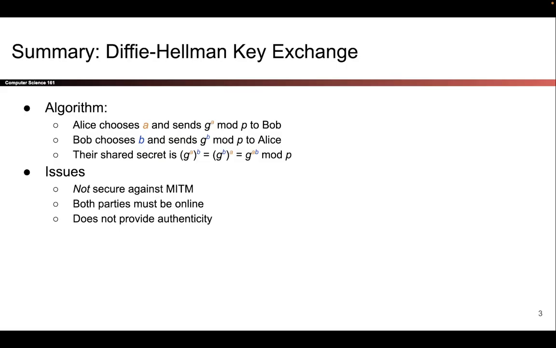However, there are some issues. We said it is not secure against a man in the middle, it does not provide authenticity, and both of these points were shown when we showed the attack where Mallory was able to get Alice and Bob to derive different keys, and in particular, different keys that Mallory knew. And the other issue is that both parties have to be online at the same time. So that's a quick reminder of what we talked about last time.